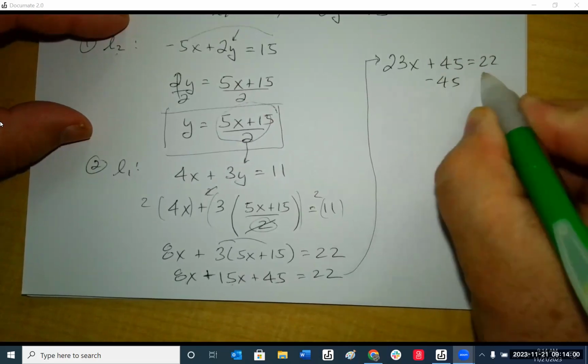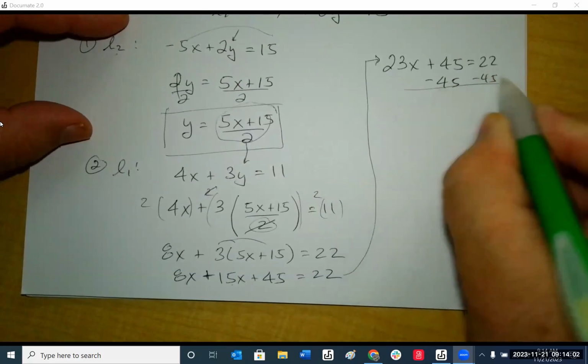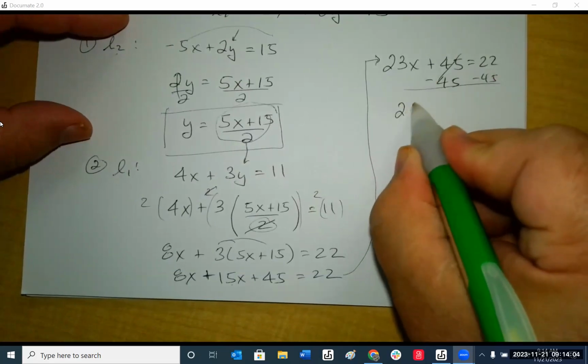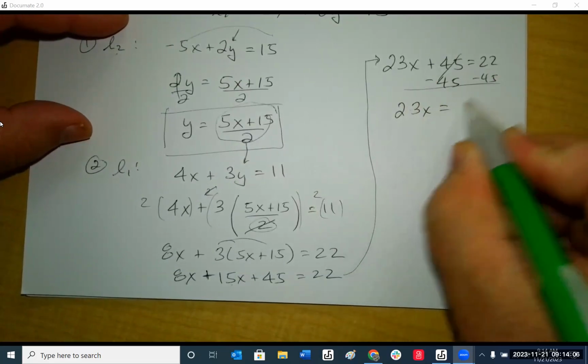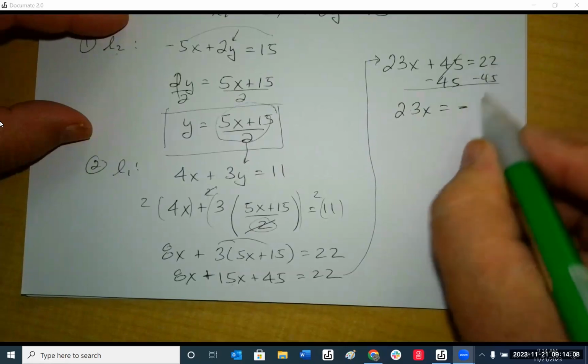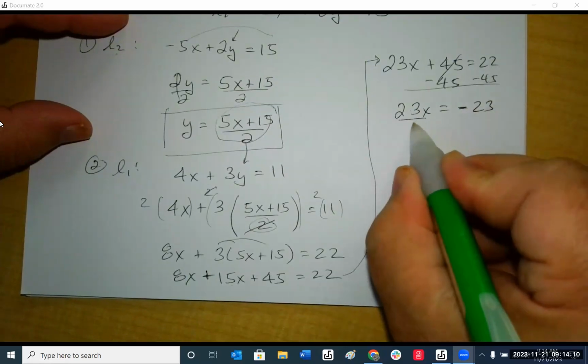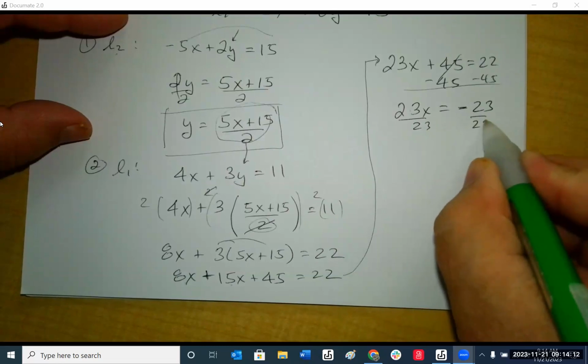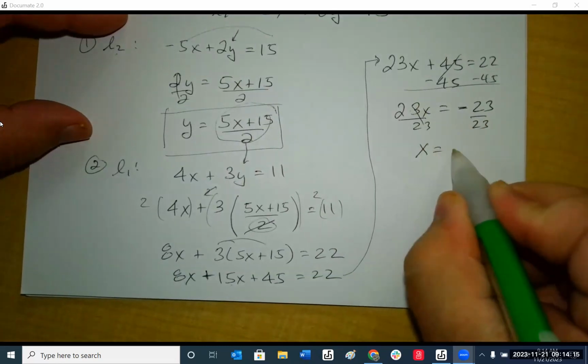Subtract 45 from both sides. 23x equals, 45 is bigger, 45 minus 22 is 23. X equals -1.